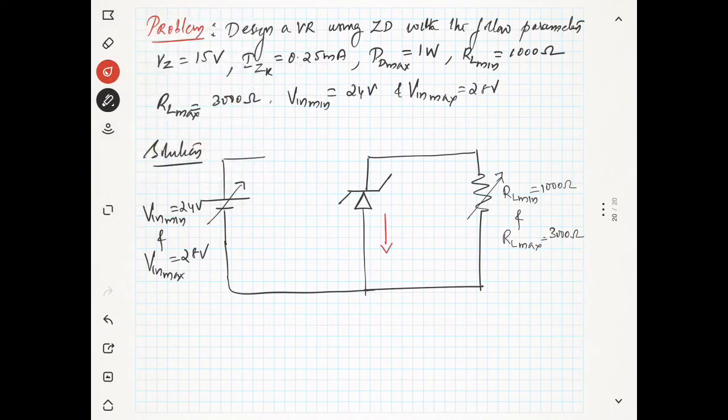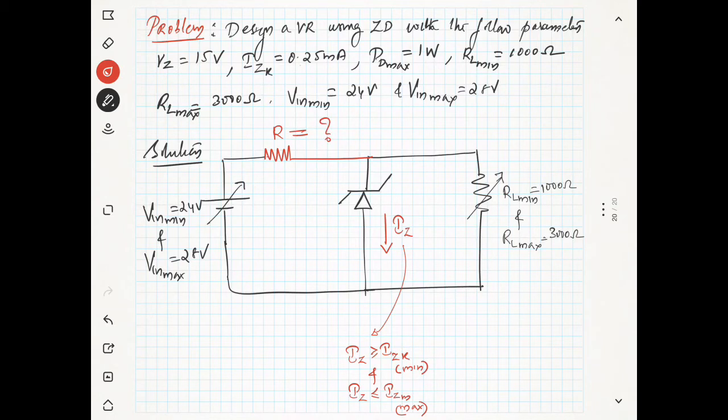It should have a current which is IZ, and this IZ should satisfy some condition. Your IZ should be greater than or equal to IZK, and IZ should be less than or equal to the maximum current. So this is the minimum limit and this is the maximum limit. Okay, so for limiting the current we should put a resistor, this R. Now we are going to design, that means we are going to find how much this R is.